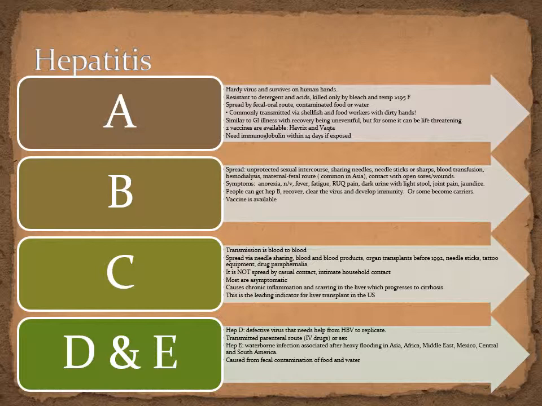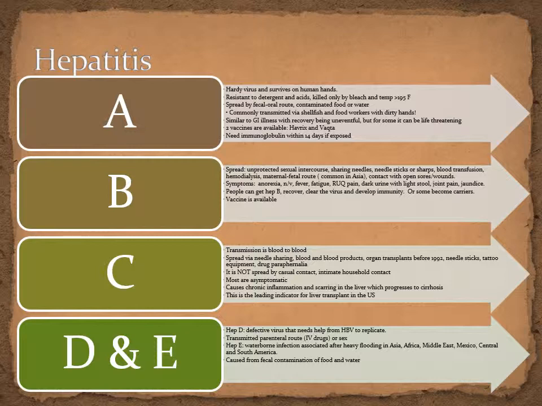Hep C. Transmission is blood to blood. The virus does not clear and can cause chronic infection. Most are asymptomatic. Leading indication for liver transplantation in the United States, and the new liver may become infected. Most common type and expected to grow, and by the way, there is no vaccine.